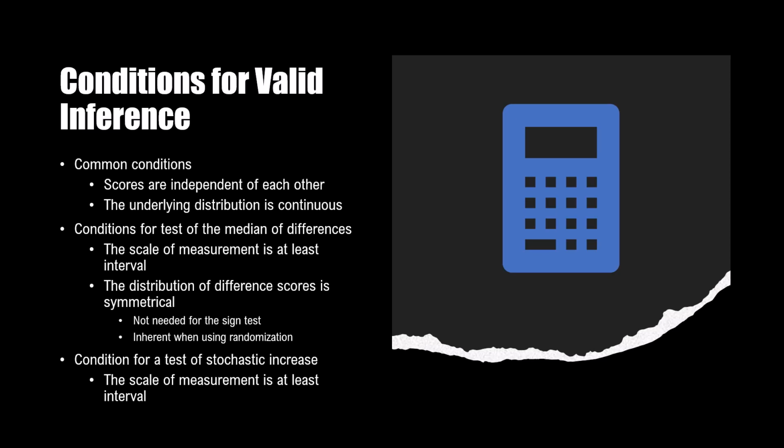As you have seen, randomization tests are flexible. They require fewer conditions for valid inference than their parametric counterparts. They maintain the type 1 error rate and allow us to calculate exact p-values. And many times, as you will see in an upcoming video series, they are more powerful than their parametric counterparts.